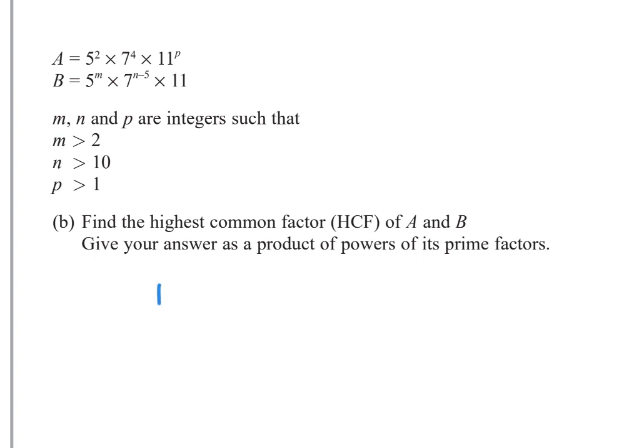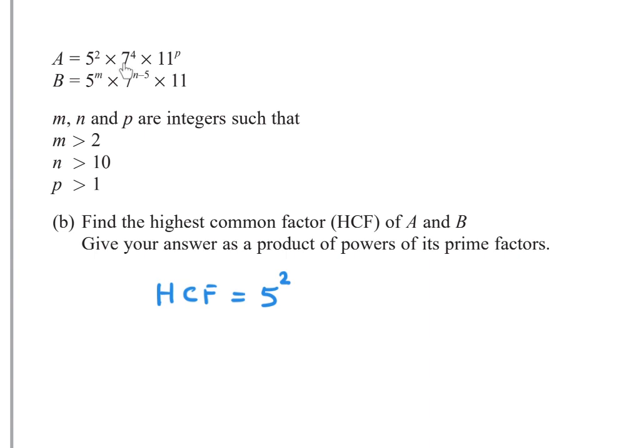To find HCF, take the common factors only, to the least power. We have 5 power 2 and 5 power M, and M more than 2, so HCF will take 5 power 2. Because M more than 2, he will take the least power, so he will take the power of 2.